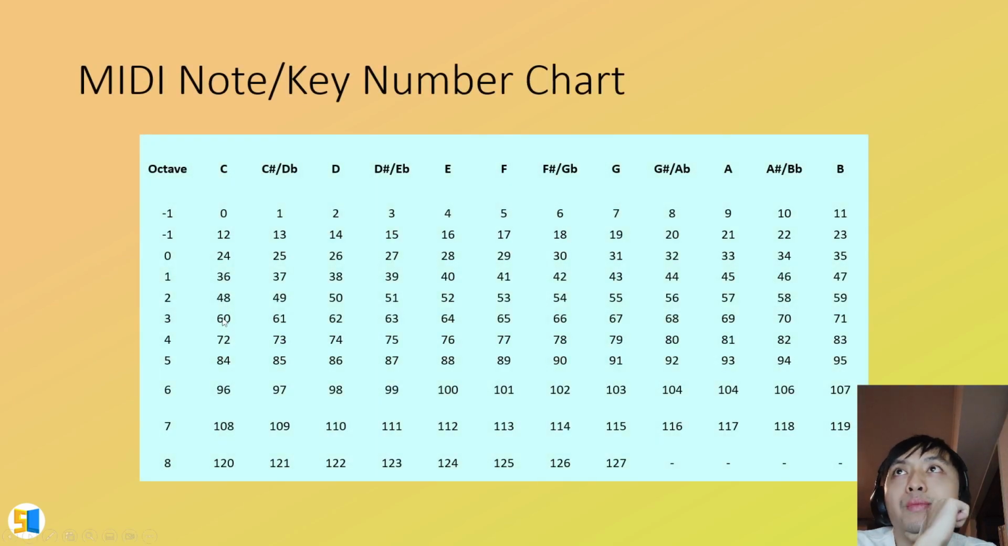So this is the table of key by number. 38 from the previous example is D in the lower octave, right? This is the lower octave, this is like the middle, and then this is the higher octave.